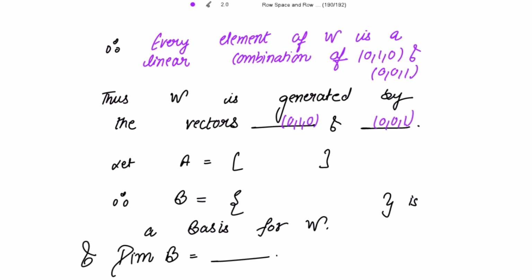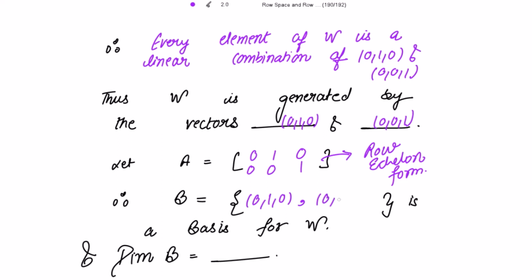Let's write these vectors in a matrix form. Because this matrix is already in a row echelon form, from the first row we write the basis vector (0, 1, 0), and from the second row we get the vector (0, 0, 1). So these two vectors form the basis for W. Because there are only two vectors, the dimension of W is 2 here, right?